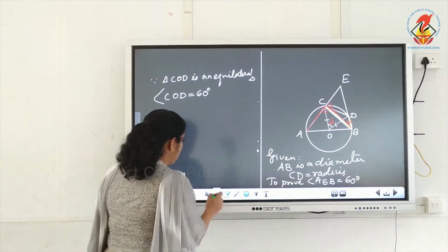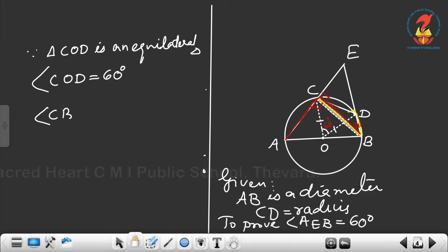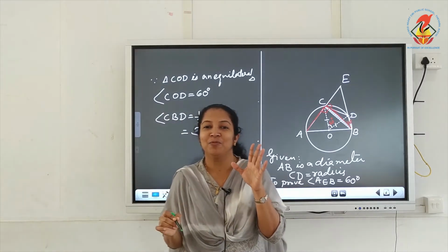Angle CBD is the angle made by the same arc CD at point B. So what is the relation? Angle CBD is equal to half of 60, which is equal to 30. Why? What is the reason? The theorem. What we have learnt?